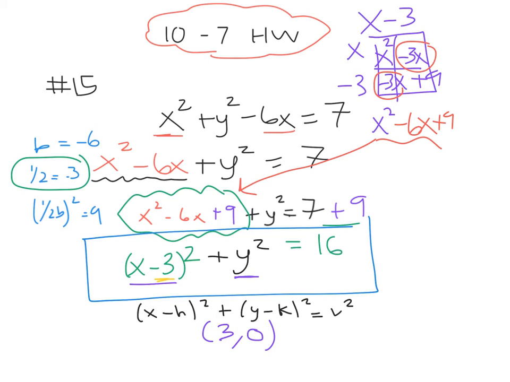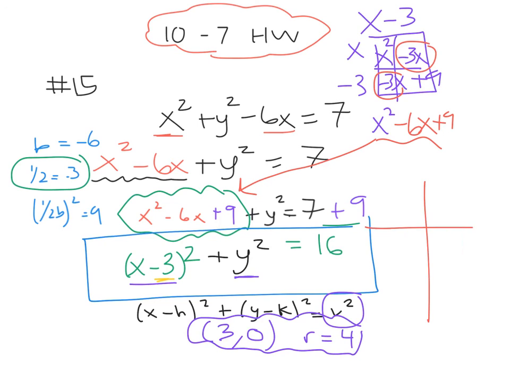Your radius, remember your formula is r squared, so your radius, the square root of 16, is 4. So my answer is 3, 0. The radius is 4. You certainly do not need to make a picture, but if you wanted to, that would look like this. I would have my center at 3, 0, and my radius would be 4. So I can sketch what that would look like. Okay, so that's the gist of that.